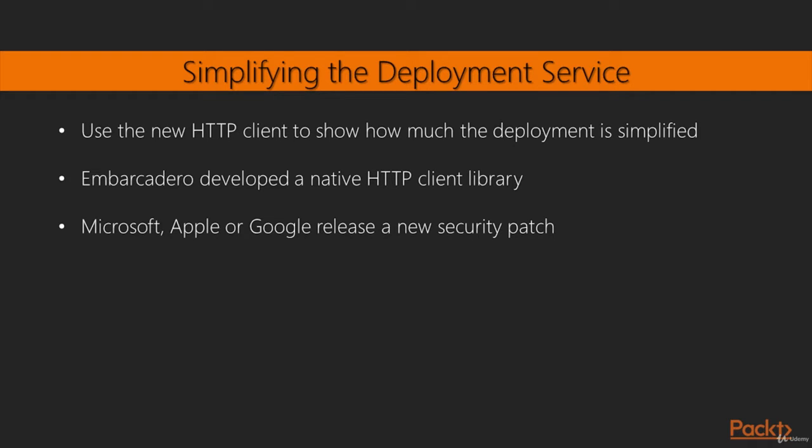However, in this video, we'll use the new HTTP client to show how much the deployment is simplified, also in mobile apps, using these new components instead of the Indy ones, at least for HTTP communications. Long story short, Embarcadero developed a native HTTP client library that is not based on Indy nor OpenSSL, but relies on the OS API to implement the HTTP protocol. So when Microsoft, Apple, or Google release a new security patch, your application is already updated. Great! You simply rely on the OS security infrastructure and don't depend anymore on the OpenSSL DLLs.